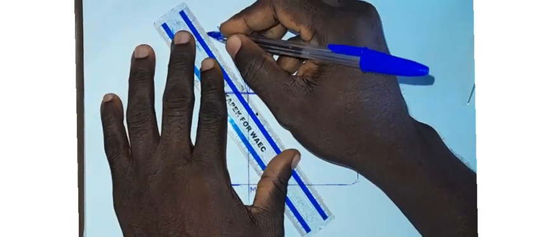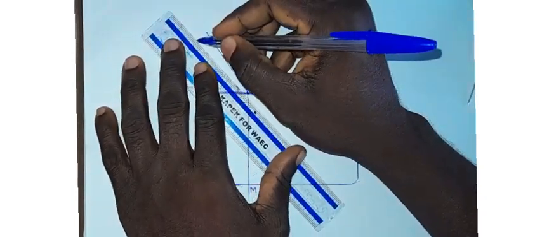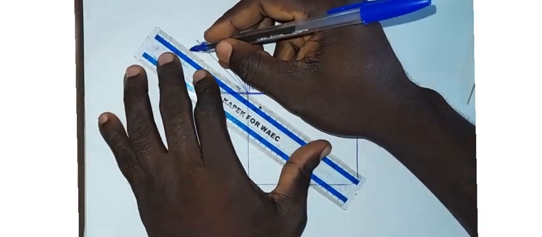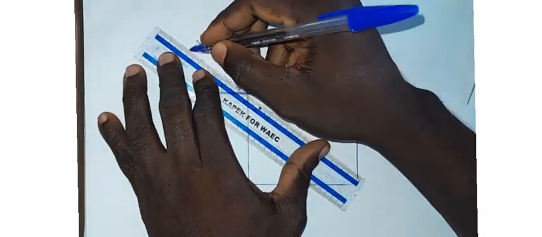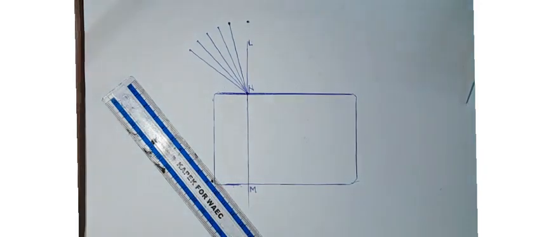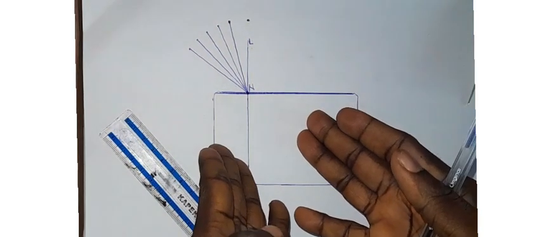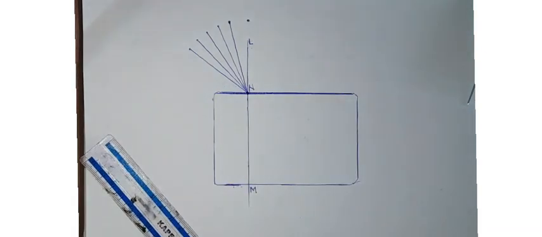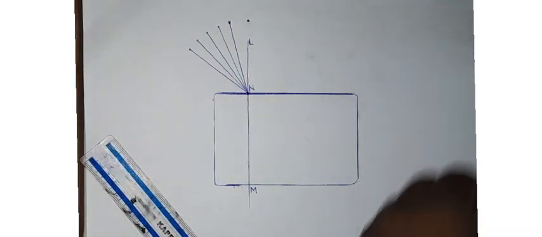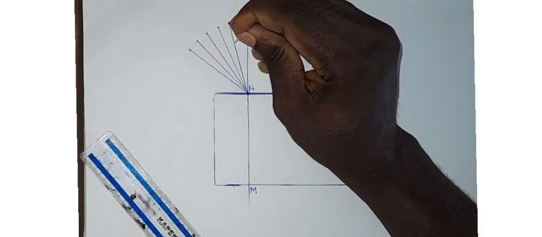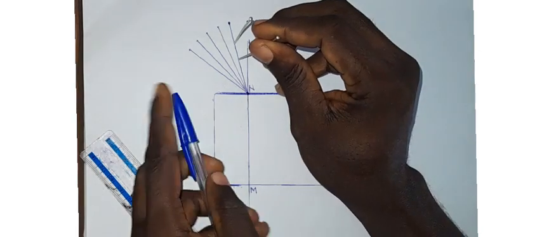Join this. You can draw beyond that. Okay, so these are my lines. Now with this, what I've done now, it's going to make my work to be faster. So I'm going to take two pins, fix them here, put one here, and put another one here.